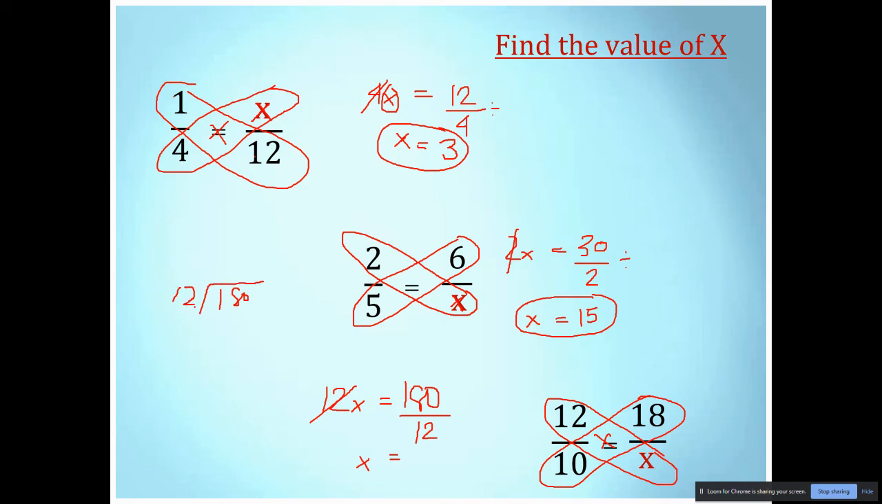180 divided by 12. Now 18 divided by 12 is 1. 1 times 12 is 12. 18 minus 12 equals 6. Bring down 0. 60 divided by 12 is 5. 5 times 12 is 60. Now 60 minus 60 is 0. So our answer is 15. 180 divided by 12 is 15. So that means x over here is 15.